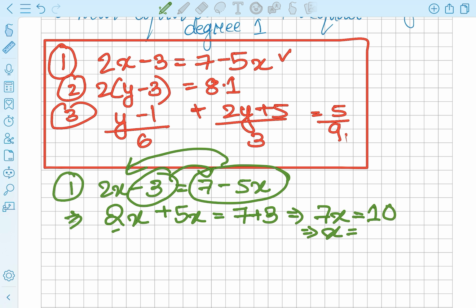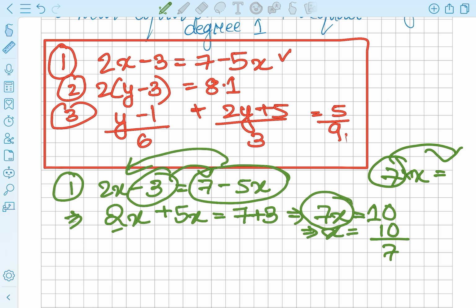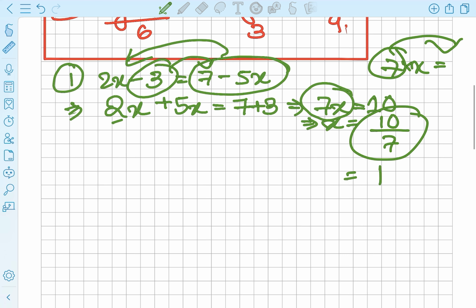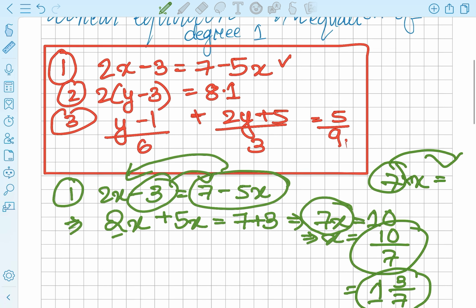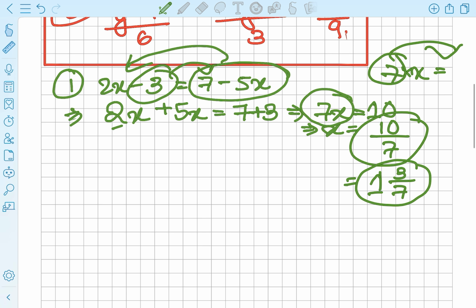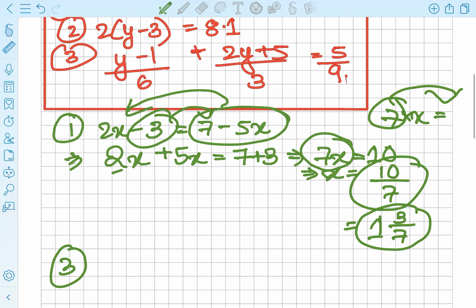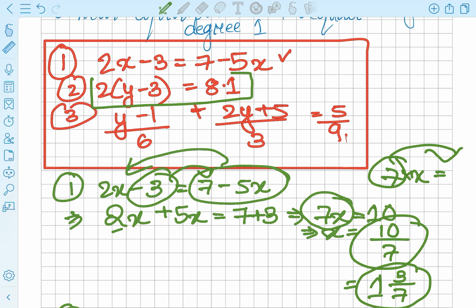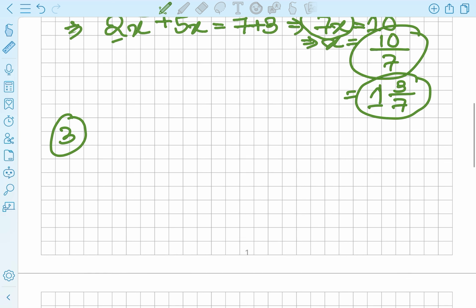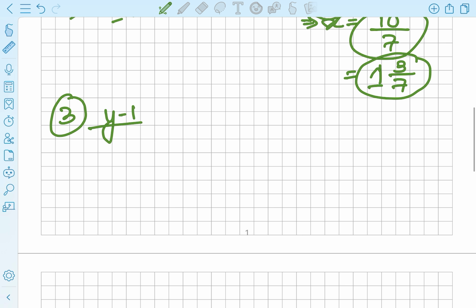That basically means x is, again, this 7 is multiplied with x. So if you have to transfer the 7 this side, then it will go under 10. So you can say that it is 10 by 7, or you can also say it is 1 and 3 by 7. Now the second one, I want you all to do: 2 into y minus 3 is equal to 8 plus 1, and I want you guys to tell me the answer in the comment section. But let's do the third one, which is a bit tough, but you have to deal with these kinds of sums, these kinds of equations in class 8.